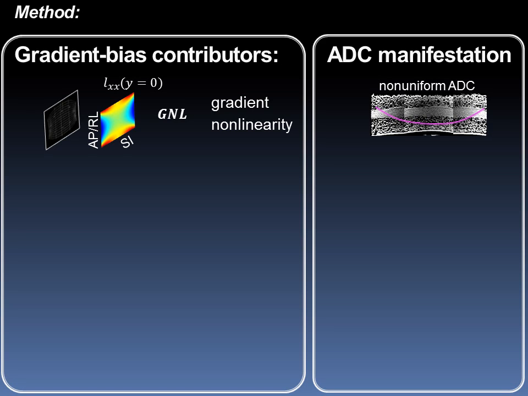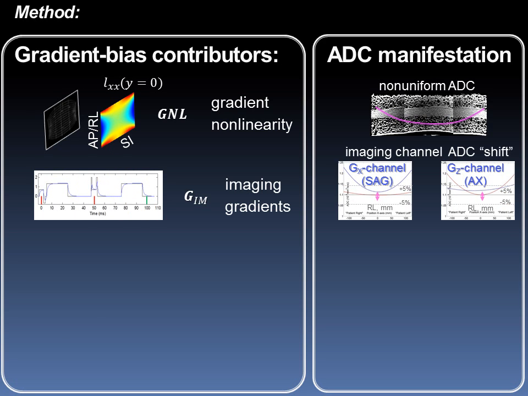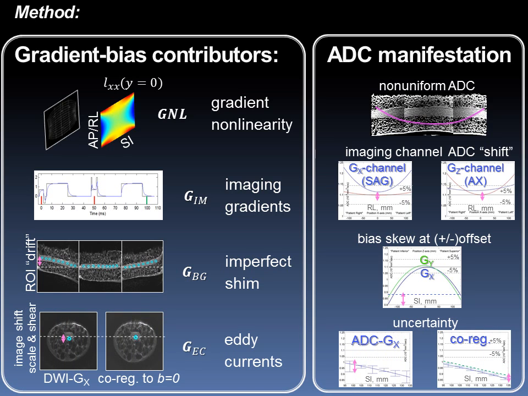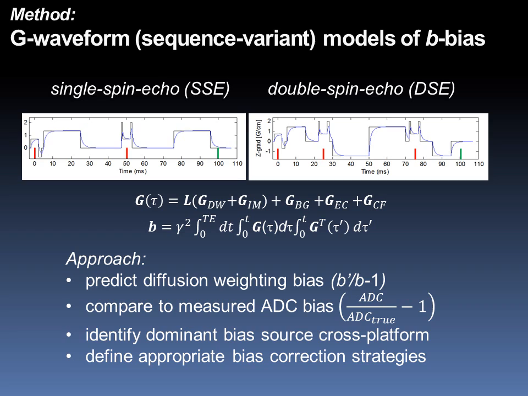The bias fit coefficients correlated strongly to specific characteristics of the gradient systems, such as gradient non-linearity, GNL, to curvature and all channel shift, imaging gradient cross terms to imaging channel shift, background shim to bias skew, and eddy currents to ROI uncertainty and goodness of fit.